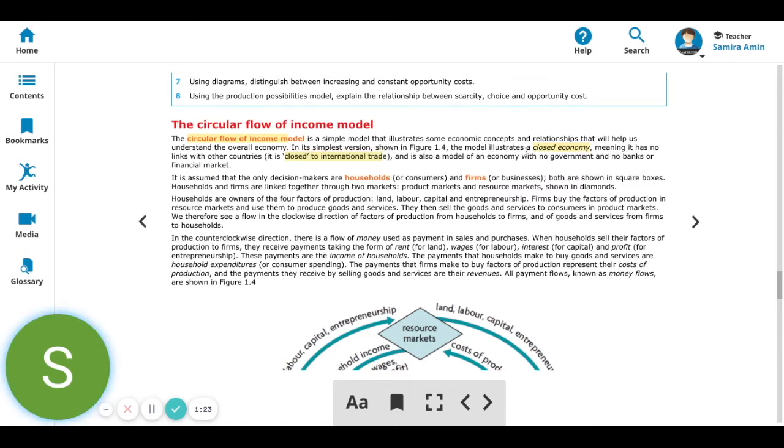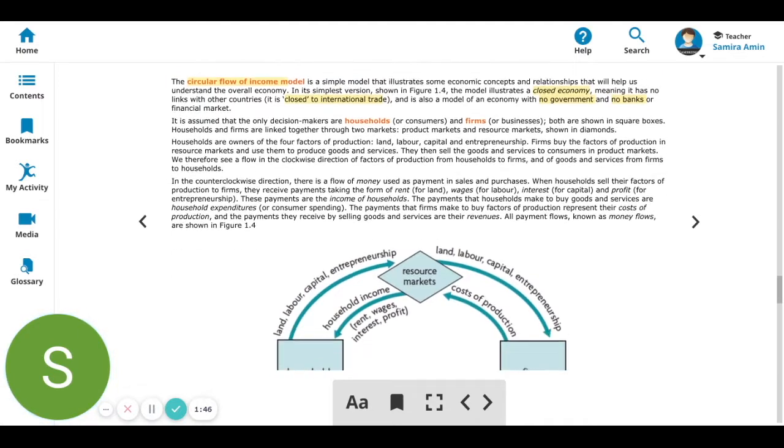And also, there is no government, there are just markets, meaning there's just the resource market and the product market, the households and the firms, and there's no government, there is no international trade, and there are even no financial institutions or banks. Okay, that's what we mean by closed. So that's the model that you already know that we had discussed.